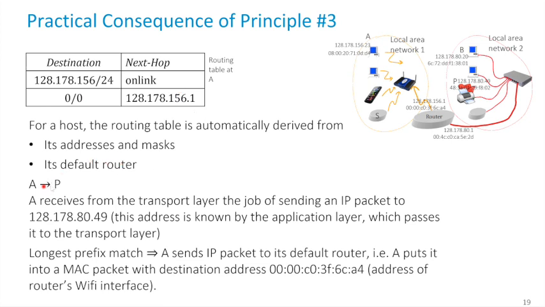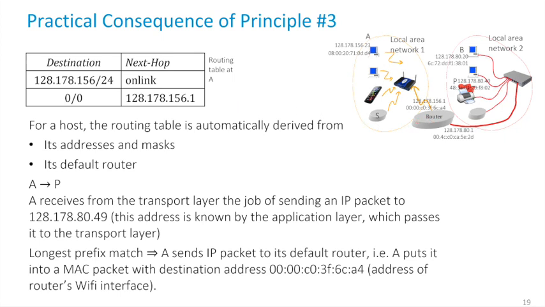So when A has a packet to send to P, to the printer, it receives from the transport layer, who had received it from the application layer, the destination address. And then I look at the routing table here. Longest prefix match says there's only the default route. Therefore, I use the default route. I have to send it to this address, which is the Wi-Fi IP address of the router.